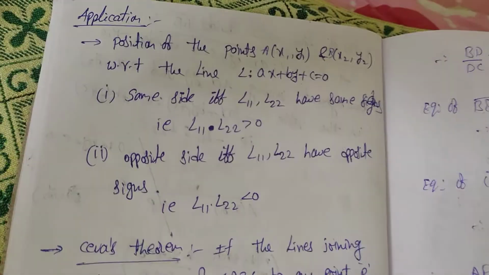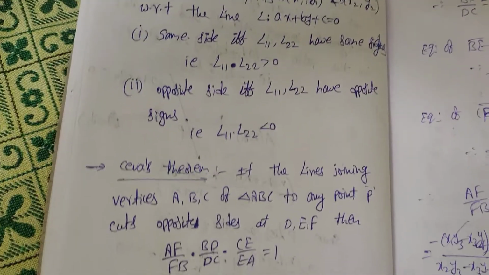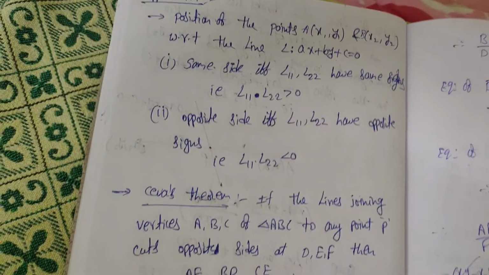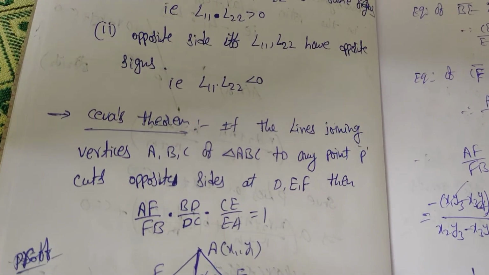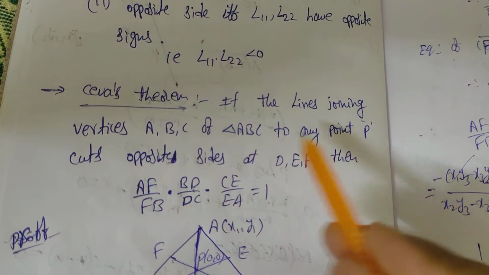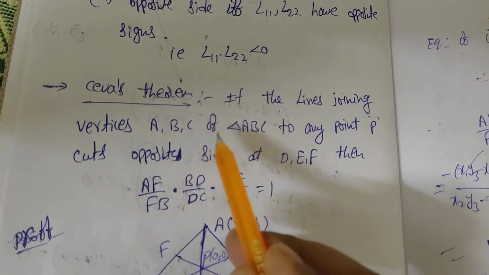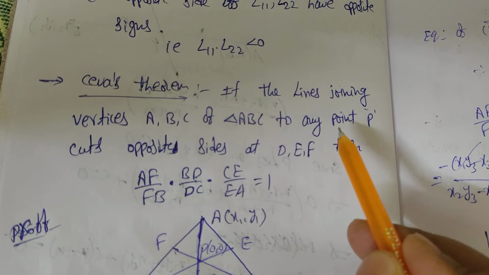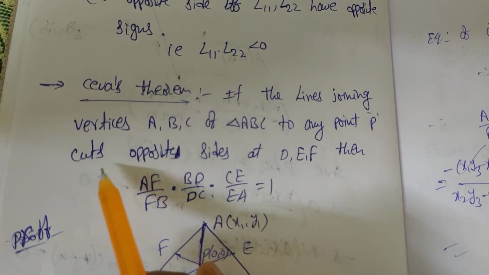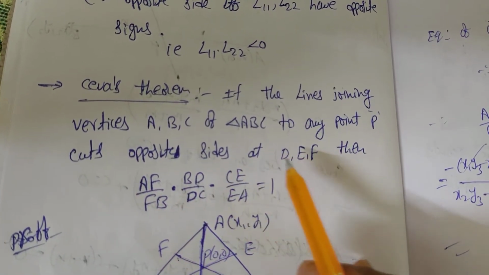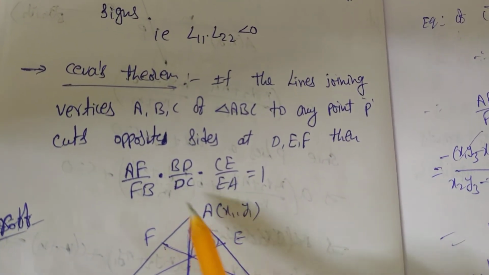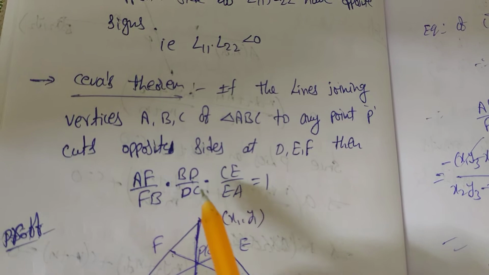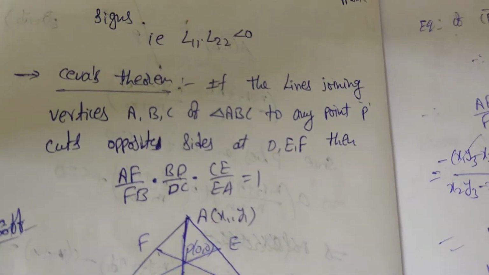Okay, so based on these two, we have some more applications. That is Ceva's theorem. Ceva's theorem is very, very important. If the lines joining vertices A, B, C of triangle ABC to any point P cut the opposite sides at D, E, F, then AF by FB into BD by DC into CE by EA is equal to 1.